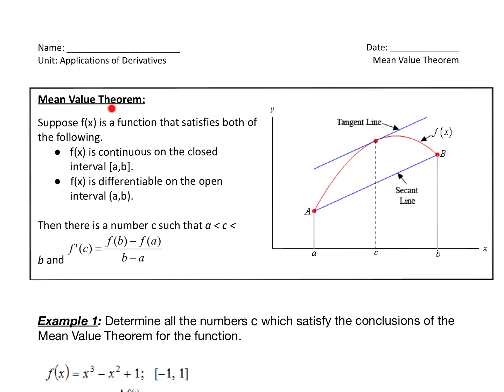So what the mean value theorem states is that there will exist a number c such that c is between a and b, and f prime of c, which means the slope of the tangent line at c, will be equal to the slope of this secant line, and that's what this is. So maybe we can write that down in words. It means that the slope of the tangent line at c will equal the slope of the secant line.